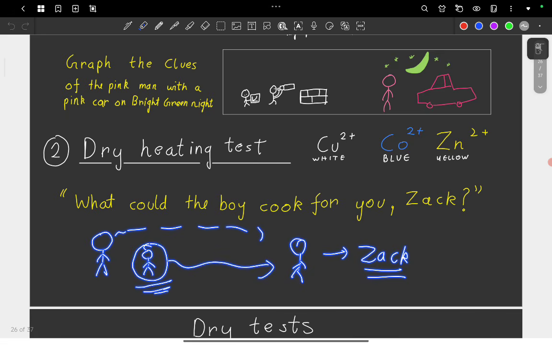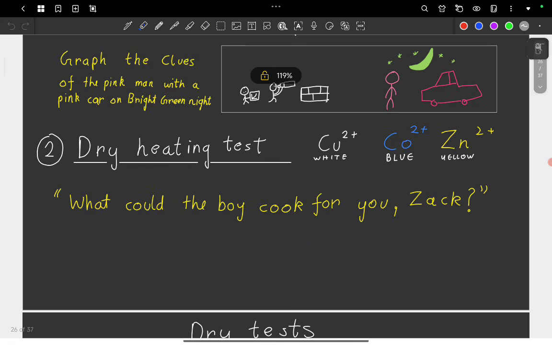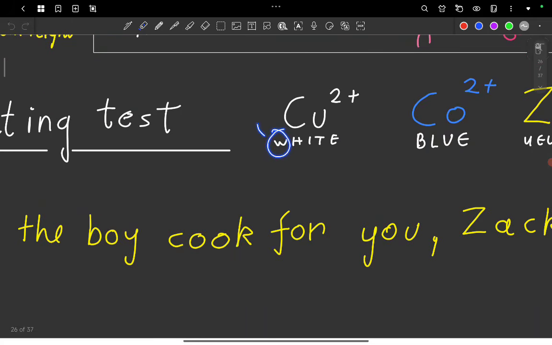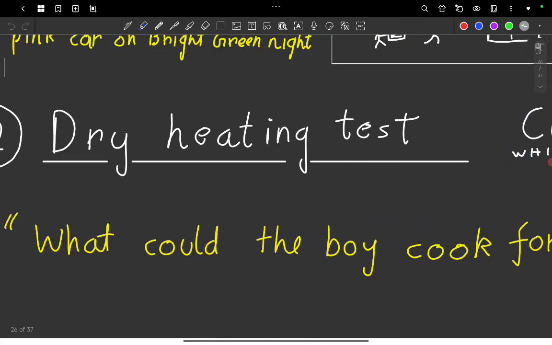Zach is a common name in foreign countries, and you ask him, what can the small boy cook for you? Small boy in the sense not child labor. He is small boy in the sense he is 18. Okay, so you ask Zach, what could the boy cook for you, Zach? Now, how do I use this to remember? Well, it's basically color then metal.